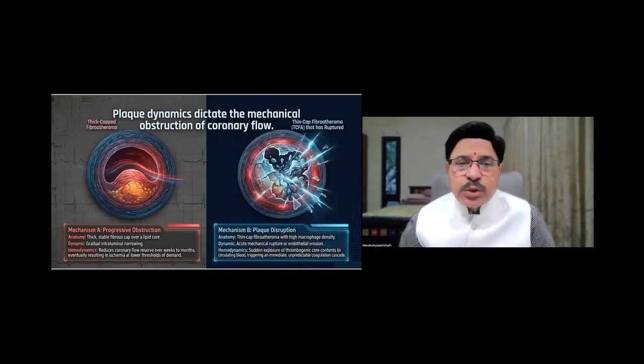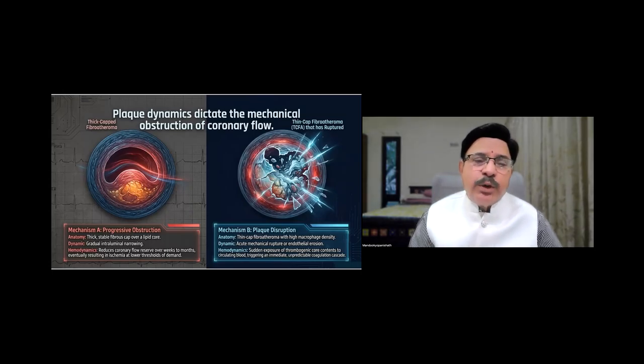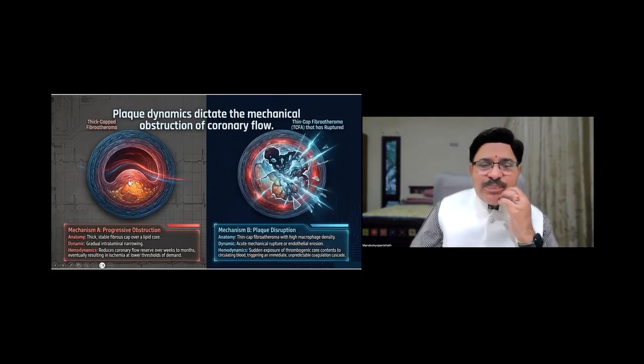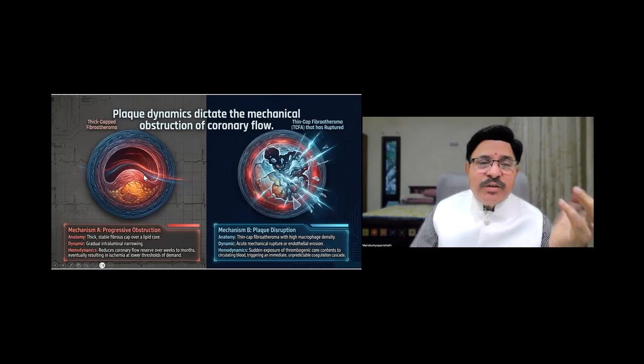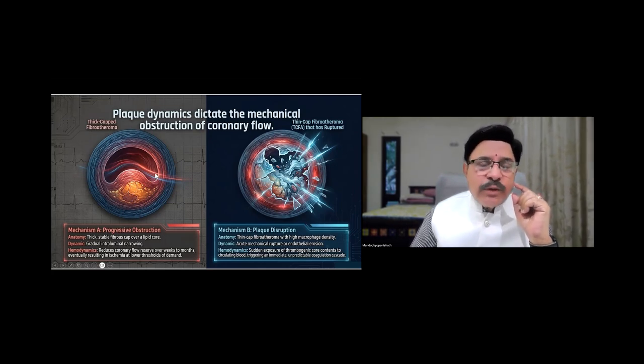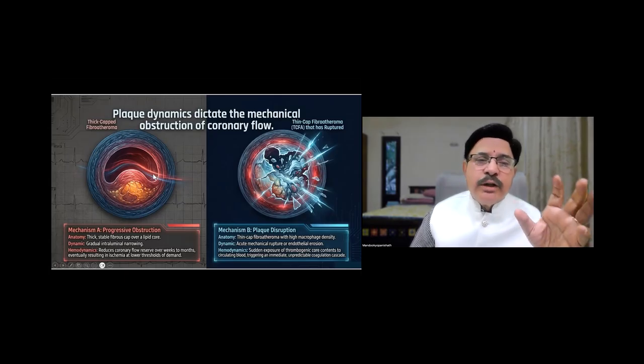You should understand these two scenarios. Scenario on the left side is a thick capped fibroatheroma. You see here, this is the fibroatheroma. There is a fibrous cap, very thick cap. This is the atheromatous deposit. If the cap is thick, it won't rupture easily. It grows and grows and grows. The vessel will be narrowed and there will be a flow limiting obstruction. You understand, there is no rupture occurring. The cap is thick. This is called the thick capped fibroatheroma, where there is a progressive narrowing of the lumen of the blood vessel. This is called the flow limiting narrowing.